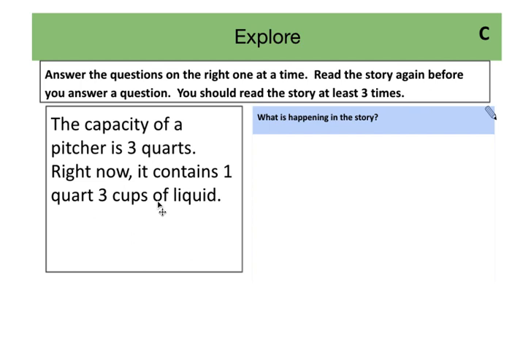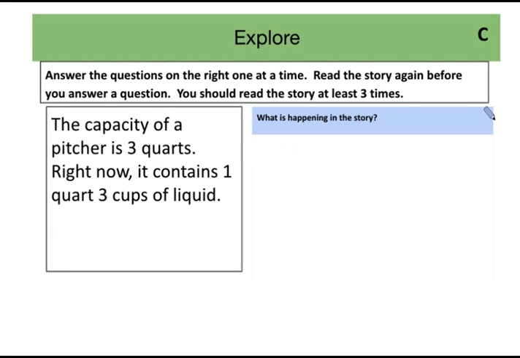So you know how the 3 reads goes. We're going to read the problem 3 times, and each time we're going to answer a different question. Let's go ahead with the first read. The capacity of a pitcher is a large container that can hold liquid. So sometimes you'll see lemonade in a big glass pitcher or a plastic pitcher. Okay, so the capacity of a pitcher is 3 quarts. Right now, it contains 1 quart, 3 cups of liquid. All right, let's go ahead and answer that first question. What is happening in the story? Yeah, there's a pitcher and it has some liquid in it, right? That's basically what we know so far.